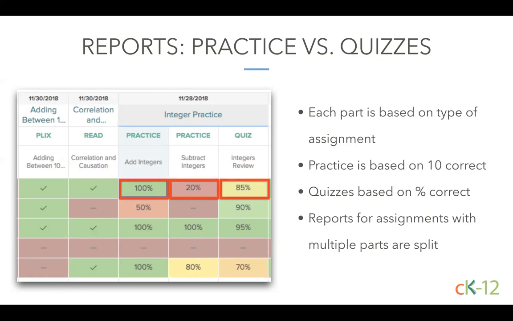And then the last one, that last quiz, is based on the percent correct out of the total number of questions in the quiz. If I click on any of those individual percentages, it will pop up more details. I'll show you that in a minute. But that gives you the difference between those scorings.